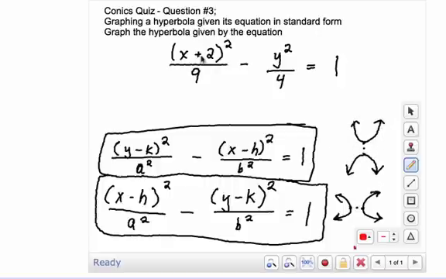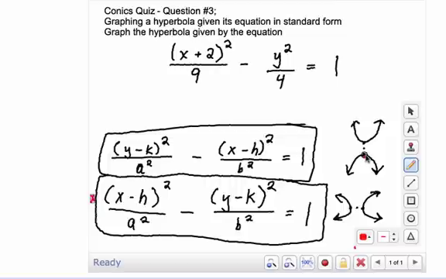Here I have the x squared first, so it is the positive value. I like to think of it like that. And so what I have here is this situation down here. If the x squared part is first, then it's wrapping around the x-axis, so it's going to have this shape to it. Where if the y squared is first, it's going up and down.